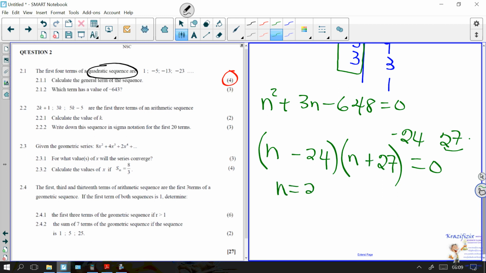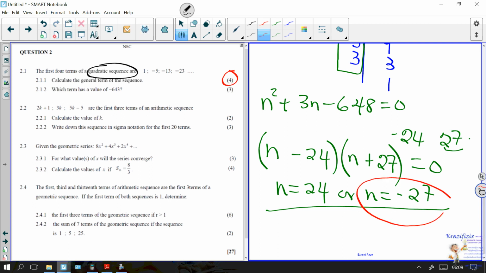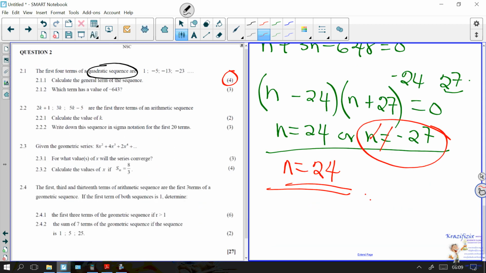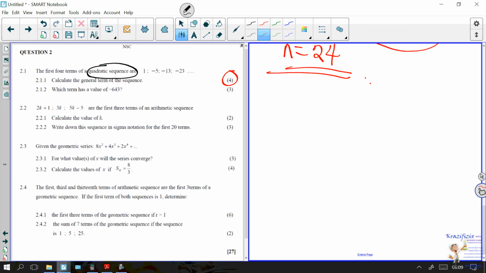So n equals 24 or n equals negative 27. But we're talking about number of terms. Our number of terms cannot be negative. So my correct answer is 24. So the 24th term would give me negative 643. All right, that's how you work things out. And you can confirm that on your calculator.